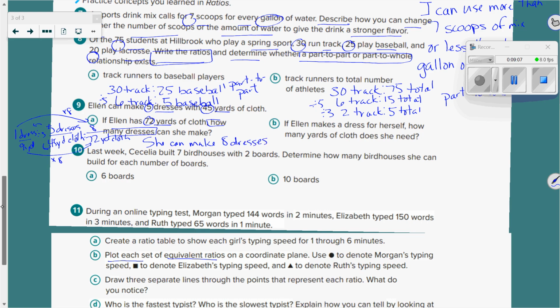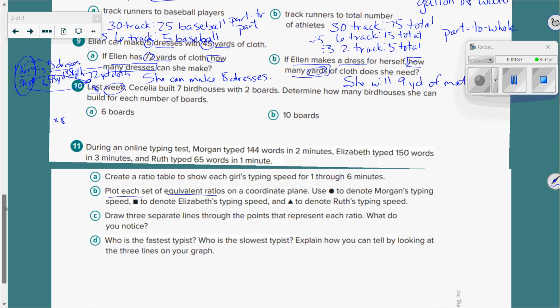Our next one. Now she's making 8 dresses for herself. How many is that? 1. So our question is, how many yards do I need with that? So we technically already did that. We just showed you here that it is 1 dress and 9 yards. So she will need 9 yards of material. Okay. All right. Our next one.